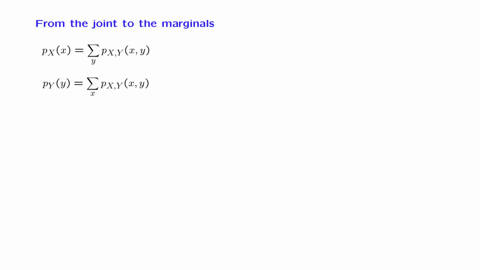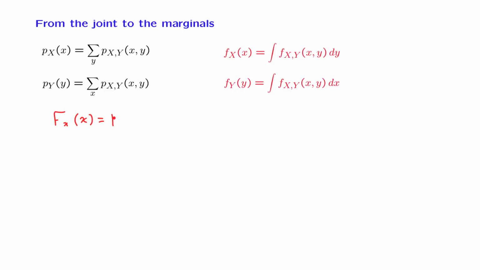You can easily guess the formula through the standard recipe. Replace sums by integrals and replace PMFs by PDFs. But a proof of this formula is actually instructive. So let us start by first finding the CDF of x. The CDF of x is by definition the probability that the random variable x takes a value less than or equal to a certain number little x.